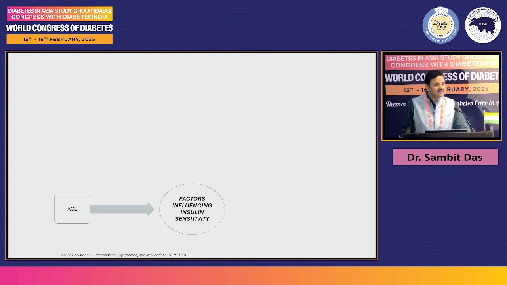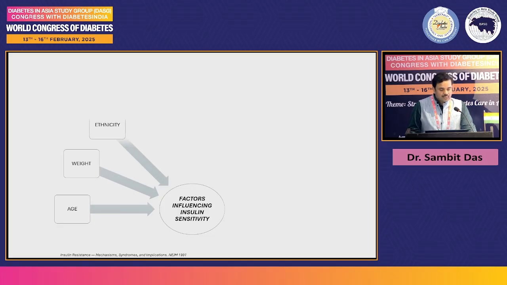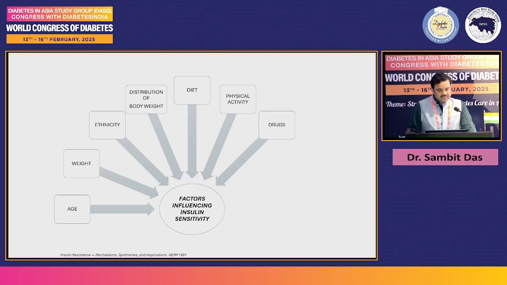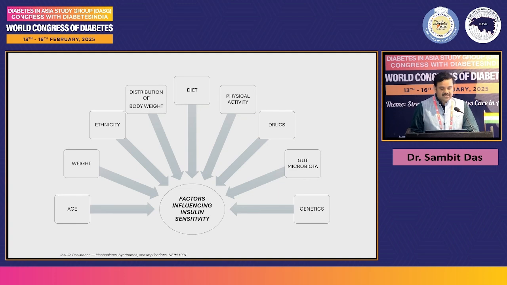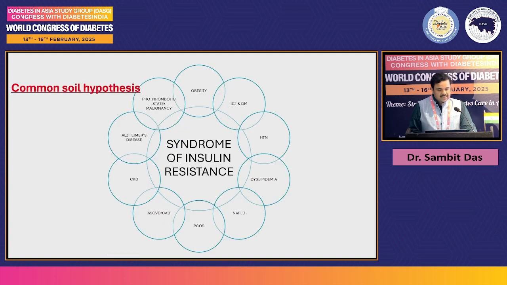So there are many factors that influence insulin sensitivity. Age is one of the important factors, mostly puberty and the elderly. Weight is important. Ethnicity too: the dark races have more insulin resistance. Regarding distribution of body fat, visceral fat is more insulin resistant. Then dietary pattern, physical activity, and the drugs which are used can produce insulin resistance. Gut microbiota is a newer concept where it can actually induce insulin resistance. Then there is genetics. All these factors influence insulin sensitivity.